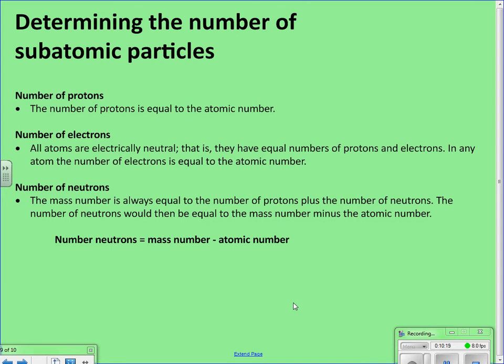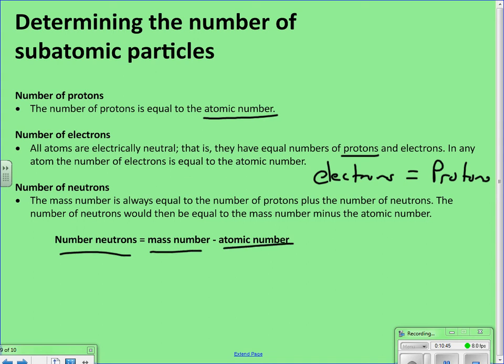So, to sum everything up, to determine the number of subatomic particles, the number of protons is equal to the atomic number. The number of electrons is equal to the number of protons. So electrons equals protons. And to find the number of neutrons, remember I take the mass number and I subtract the atomic number. So let's look at an example.